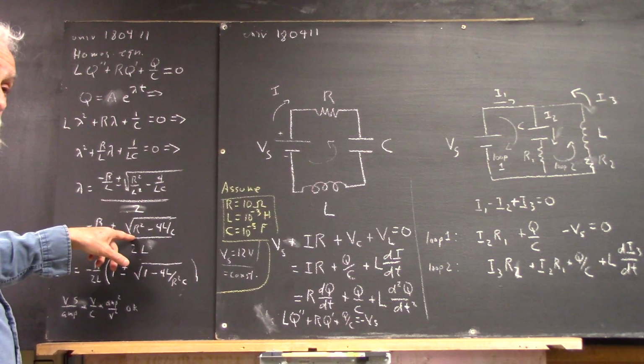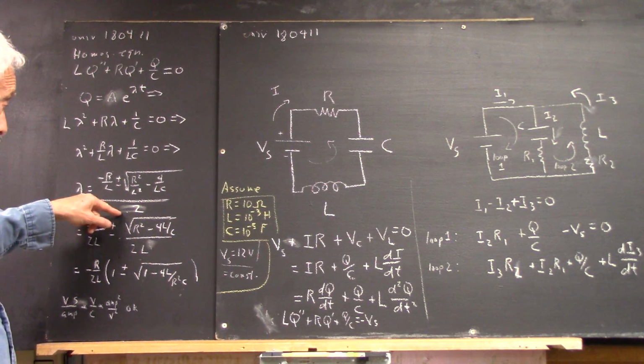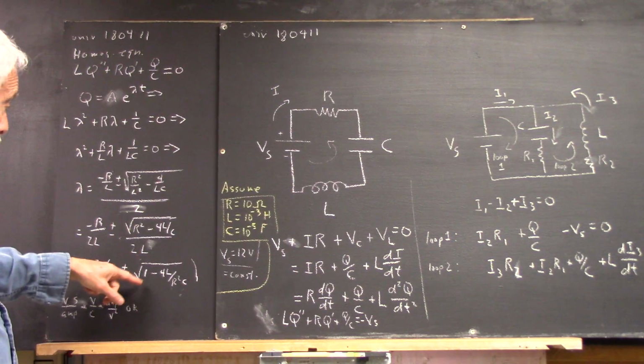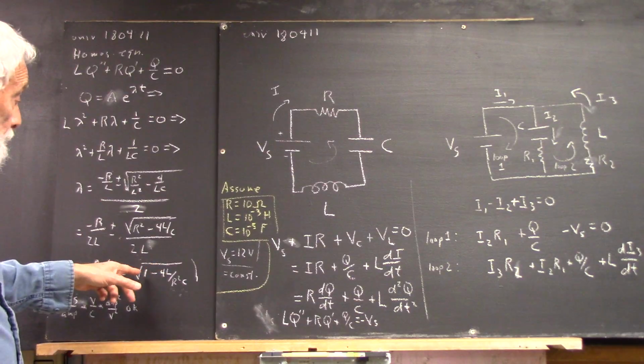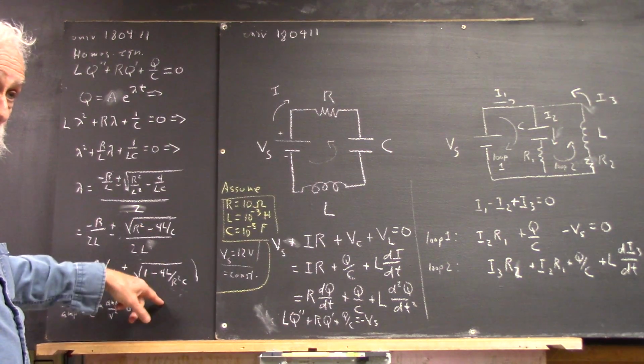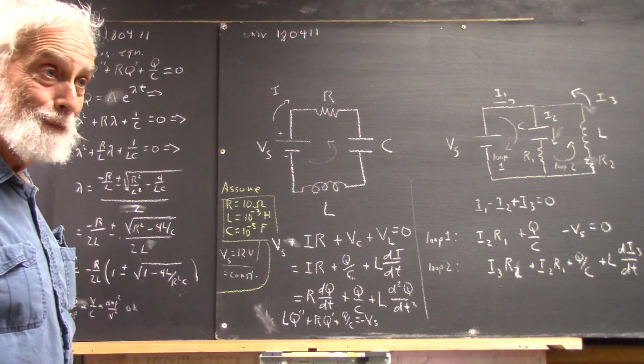Then I factor out an R squared here, giving me an R out in front, so I have an R over 2L. And inside I've got 1 minus 4L over R squared C. If I multiply this through by R squared again, I get back to this, proves that step. Then I don't like the looks of it, so I check the units.